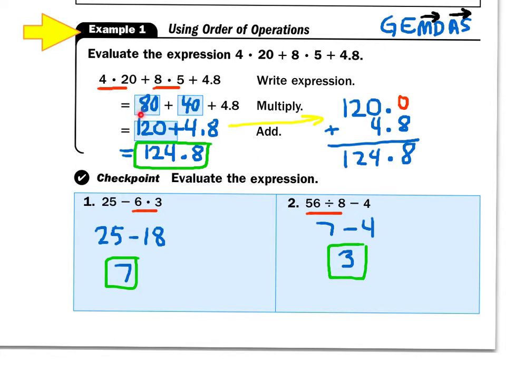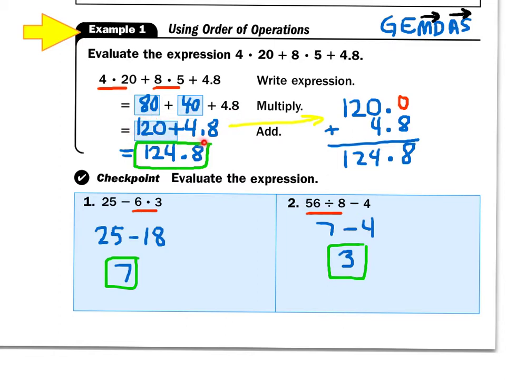4 times 20 gives me 80. Then I copy the addition sign. And 8 times 5 gives me 40. And then I copy the addition sign. And I bring down the 4.8. Now, I look for any adding or subtracting from left to right. So now I can just add them up from left to right. So 80 plus 40 gives me 120.